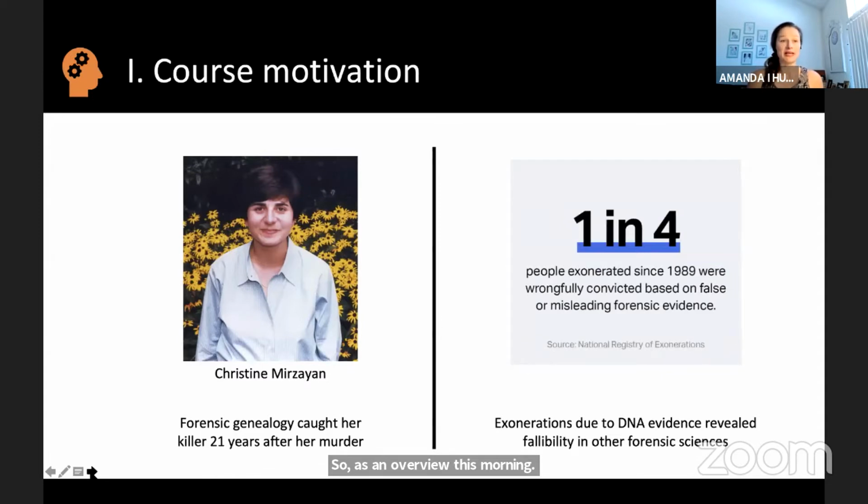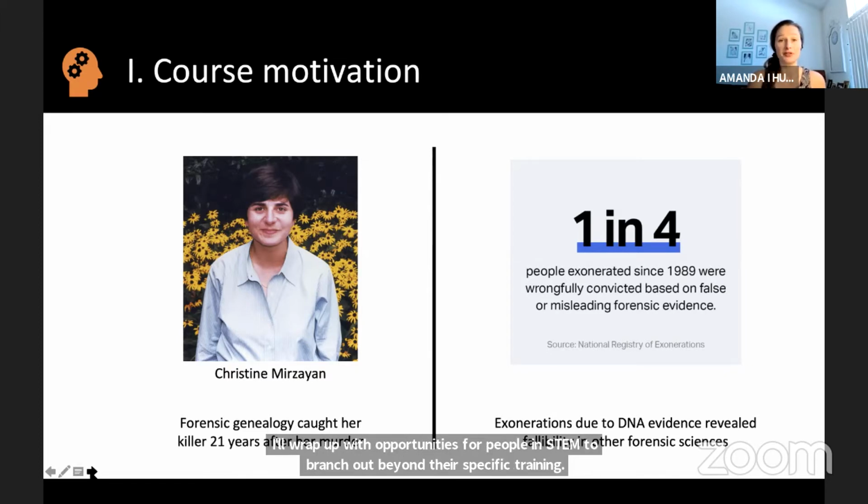So I'll start with two examples that exemplify the two sides of forensic science. Christine Mirzayan is a success story in forensic science. Actually, it started with a really tragic event. Christine was a science policy fellow in DC who was murdered on her way home in 1998.